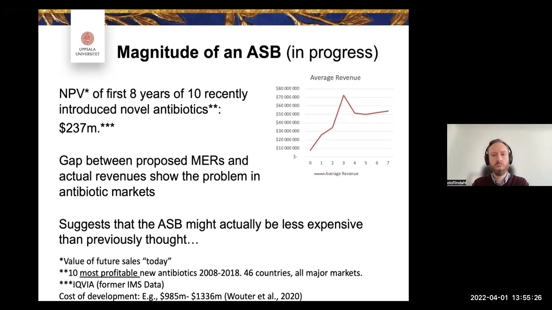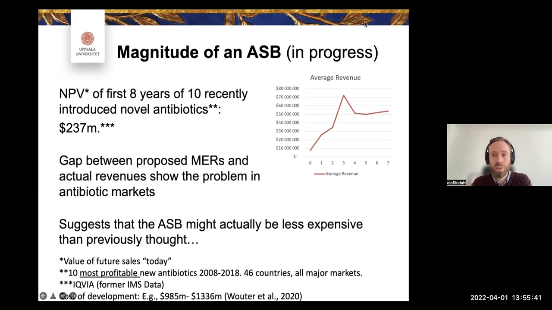Now I probably should skip all this because we have very interesting work still in progress on the magnitude, how to define the size of such a magnitude in different ways. I mean, how big should the ASB be, and what are the trade-offs?